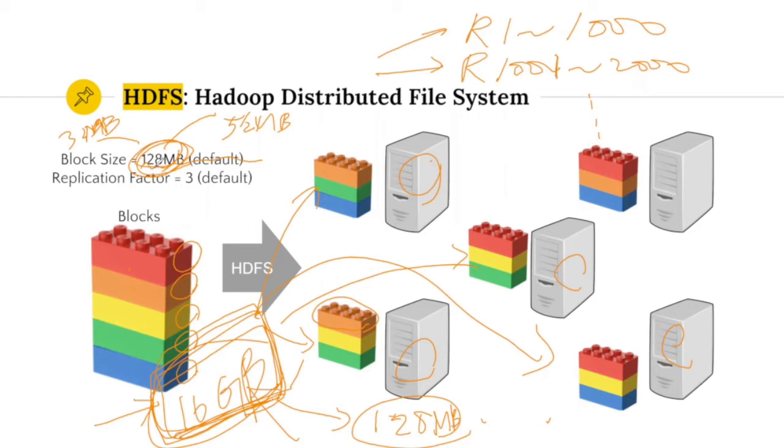So that's what the blocks are for. And the default value is the value that comes with Hadoop installation. So if you don't do anything, if you don't customize anything, the default setting is going to be 128 megabytes.